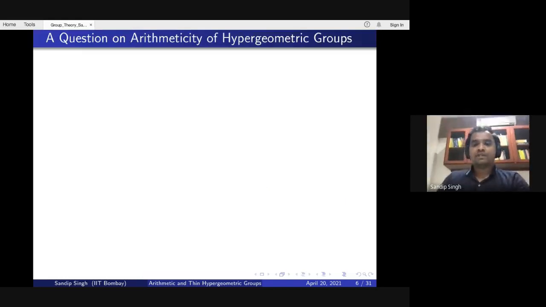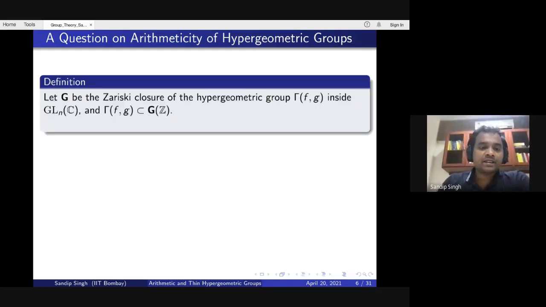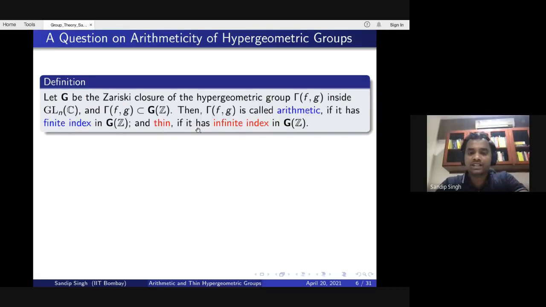Okay, so now we come to the question of determining the arithmeticity of this hypergeometric group. So let's have this definition. Let G be the Zariski closure of the hypergeometric group gamma Fg inside GL_n(C), and because this holds in our case, we assume that gamma Fg is a subgroup of GL_n(Z). Then gamma Fg is called arithmetic if it has finite index in G(Z), and thin if it has infinite index in G(Z). In both cases, gamma has to be Zariski dense inside G.